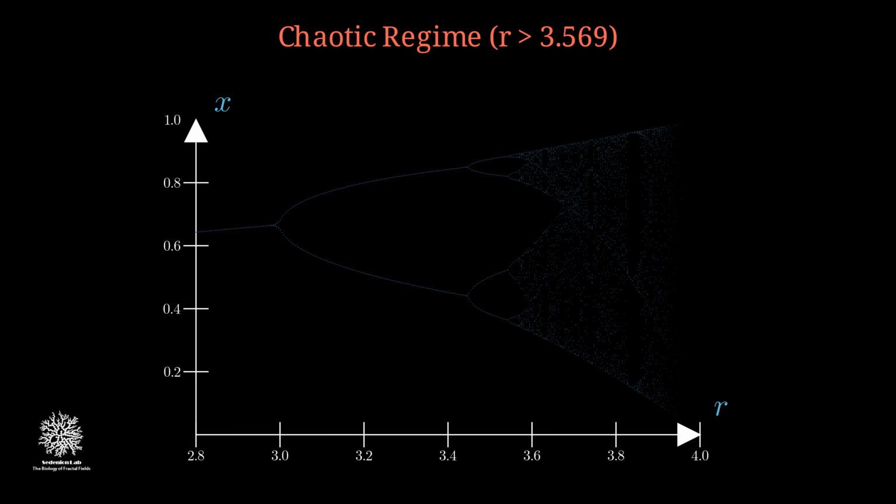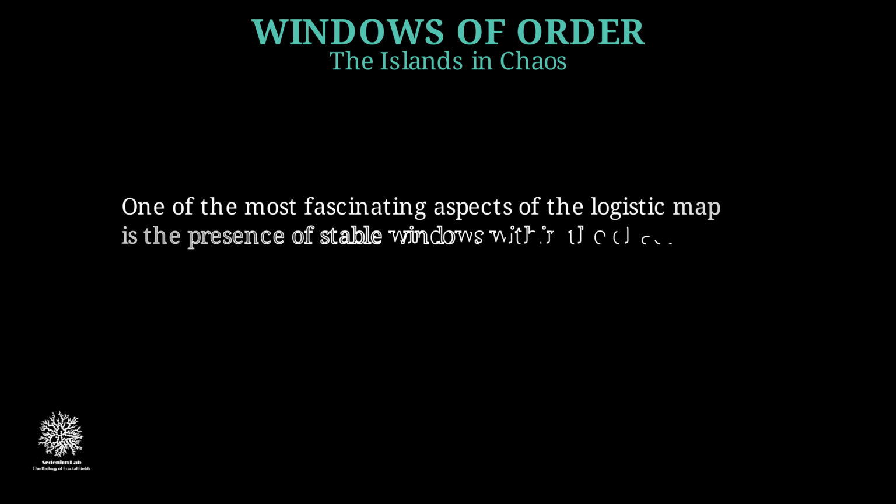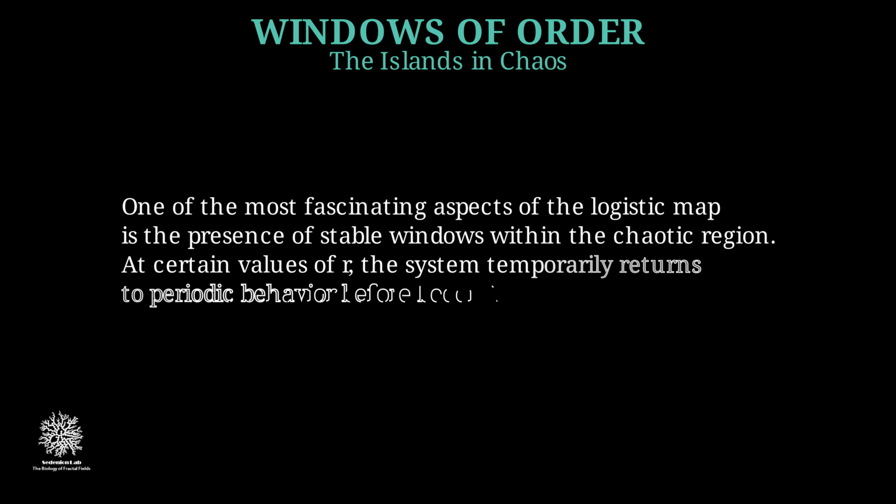Windows of order, the islands in chaos. One of the most fascinating aspects of the logistic map is the presence of stable windows within the chaotic region. At certain values of r, the system temporarily returns to periodic behavior before becoming chaotic again.